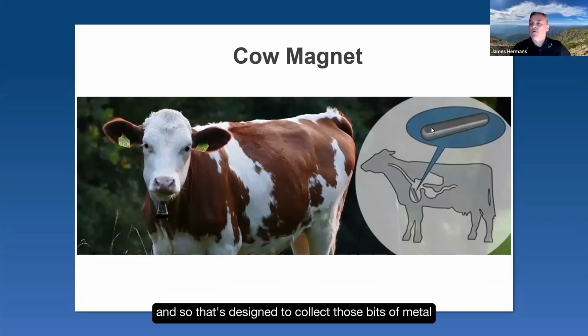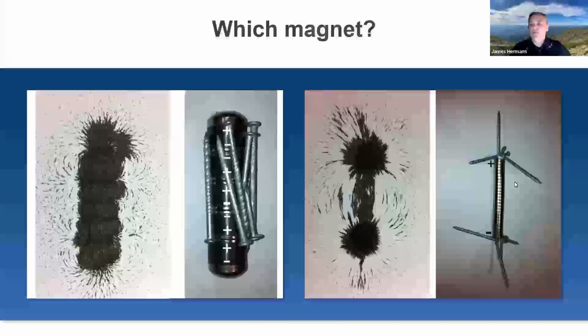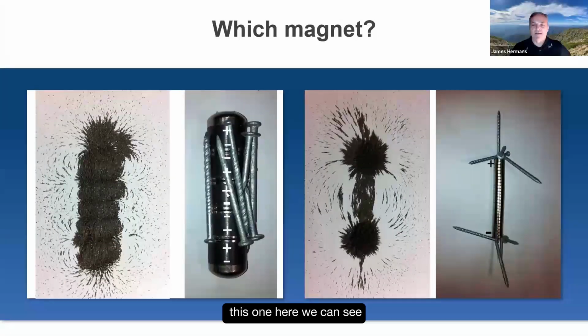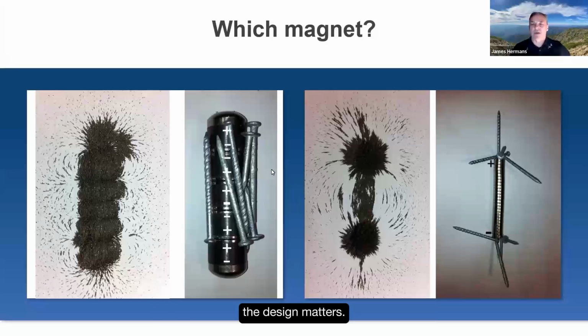And so that's designed to collect those bits of metal, so in the rumen of the cow, it doesn't puncture the stomach or puncture the rumen. And so if you're a cow, which magnet would you prefer to have in your stomach? This one here, we can see obviously. This one here would almost guarantee a puncture of the rumen. And so again, it's showing that your different magnets produce different physical effects. The design matters.